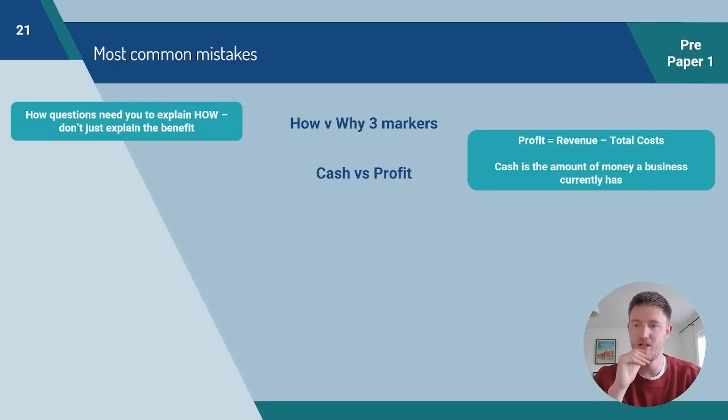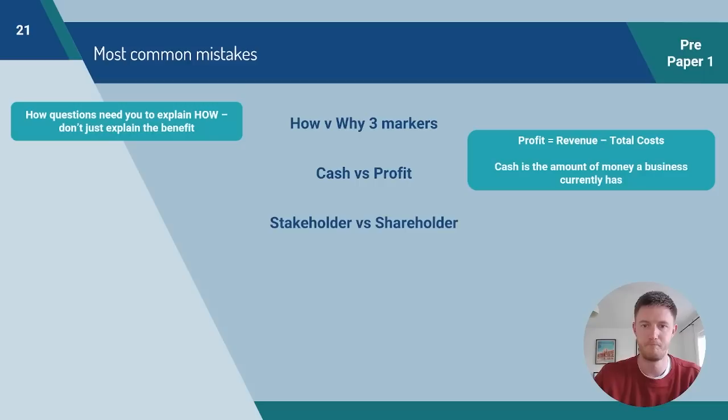Cash versus profit, I've touched on this a little bit in the formula calculation video. Profit is your revenue minus your total costs, whereas cash is the amount of money that you've got currently. There's a difference here. A business can make a profit, can have a higher revenue than their total cost, but that doesn't mean they've got any cash because they might not have received the cash yet. So if they've got credit sales, for example, they might have made the sale but not have received the money yet, and so as a result they can be in a situation where they've made a profit but they haven't got the cash.